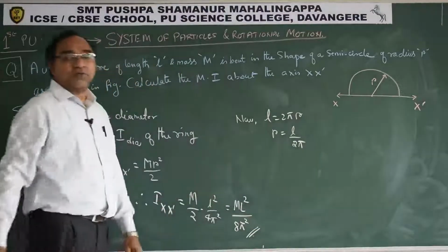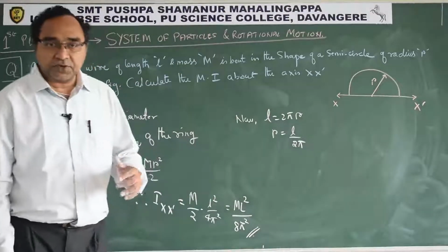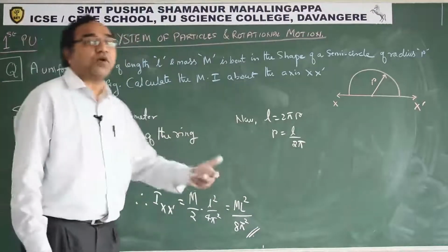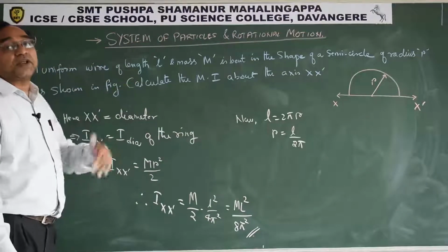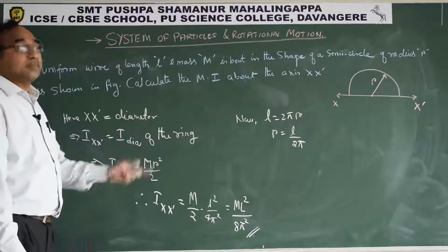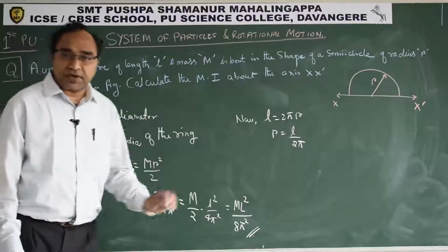That is exactly how we can find out moment of inertia of any figure which is transformed. See here we had a length L, it was transformed into a circle. Then how to find moment of inertia? Please understand this.